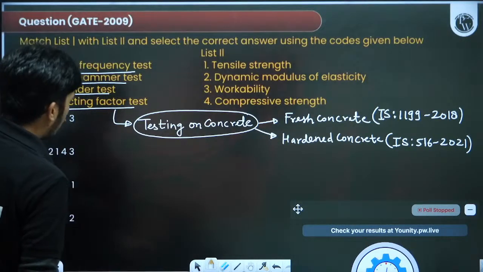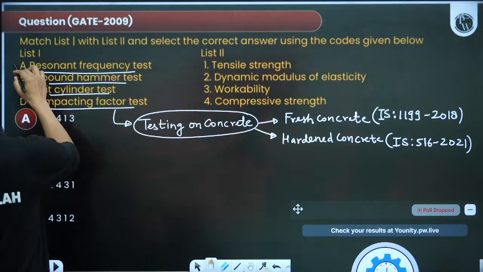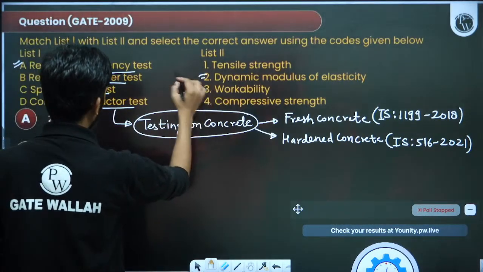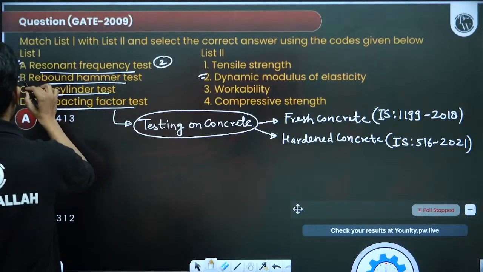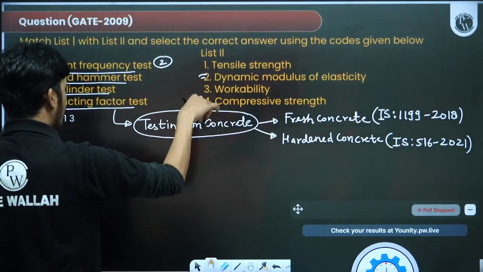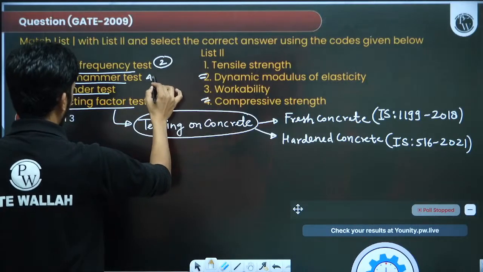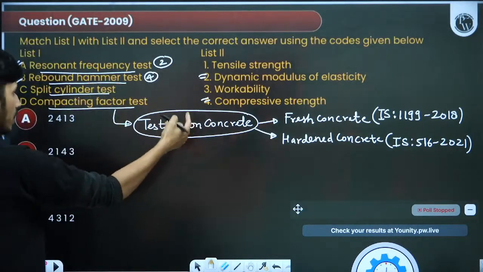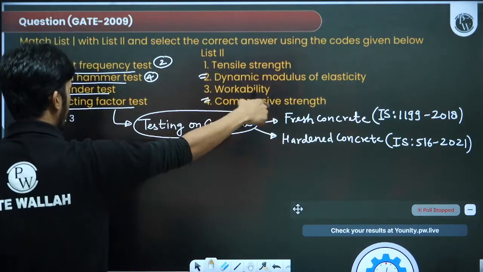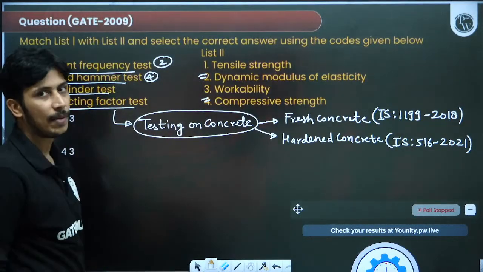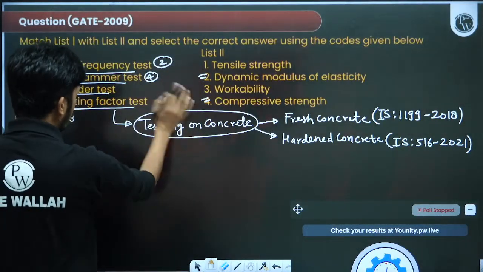So now, for what these tests are done: resonant frequency test is done for the dynamic modulus of elasticity. This is 2. Rebound hammer test is done for dynamic modulus and compressive strength as well. But this is matched with 1, so we will match this thing 4. This test is done for both, dynamic modulus of elasticity and also compressive strength. But this is matched with 2, because resonant frequency test is only done for the dynamic modulus of elasticity. So this is matched with 2, so 4 I will match.